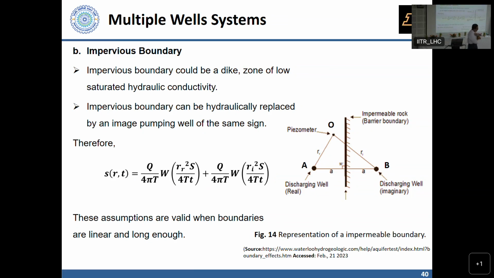Anybody? Okay, let me use the whiteboard because we haven't used it even once. So, let's say this is the soil surface. Okay. And this is my confined boundary.